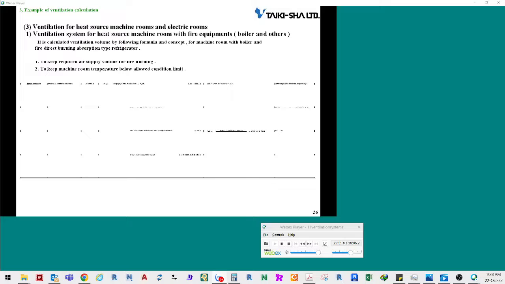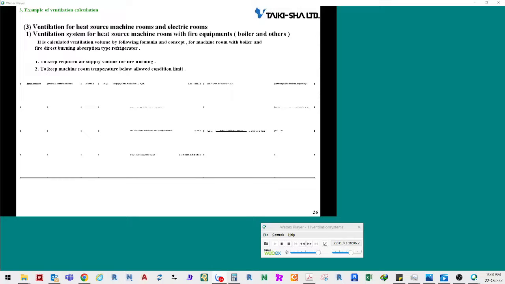1. Secure the amount of combustible air that is needed for combustion. 2. The temperature in the machine room should not exceed allowable temperature. Now, I am going to explain some examples of calculation formats extracted from the Guide for Preparation of Design Calculation Formats published by the Ministry of Land, Infrastructure, Transport and Tourism.